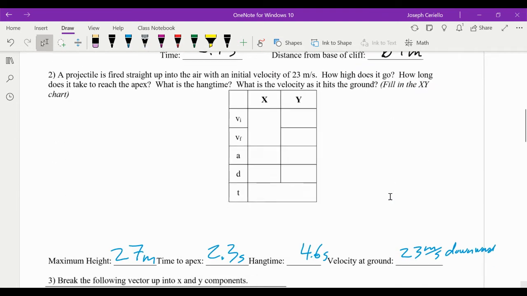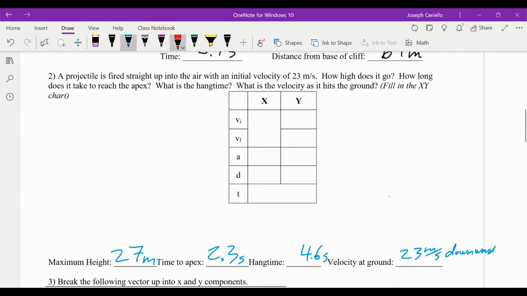This is a vertical projectile. So we have a projectile that is fired straight up into the air. So VI is 23 meters per second, goes up, up, up, up, up, and it comes back down. But we'll pretend the final position is up here. That way we know that the final velocity is going to be 0. That's a really convenient trick to do, and I always recommend doing it. This object is not moving in the x direction at all. So these are all 0. It's only moving in the y direction.